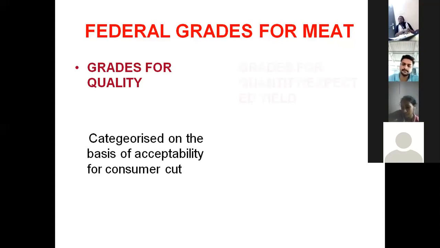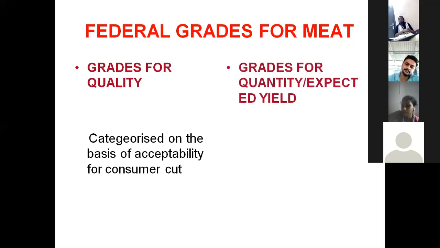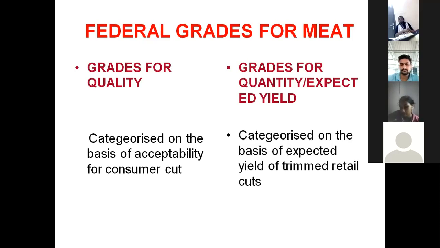Then we have the quantity grade. Quantity grade is nothing but the yield grade. How much yield you can get, or how much cuttable meat or trimmable meat you can get, that indicates the yield grade. The yield grade we can do in the live animal as well as in the carcass. Quality is for the meat. After the trimming and everything, what will be the quality of that meat? Okay, that is for the quality grade. So it is based on the trimmable retail cuts that we get from the quality grades.